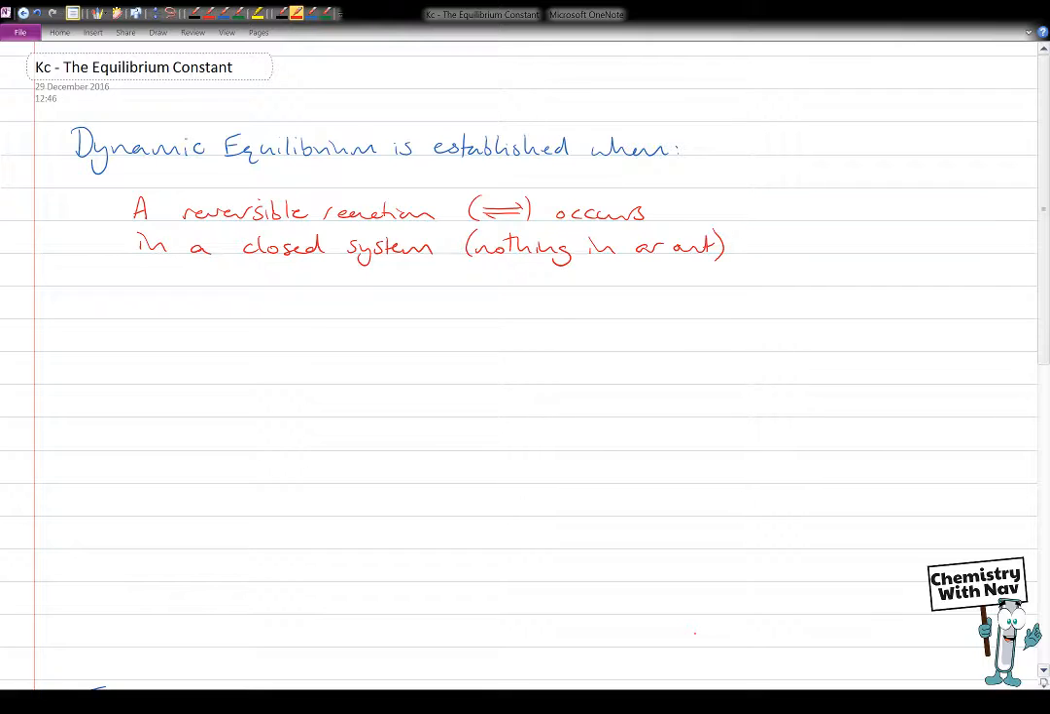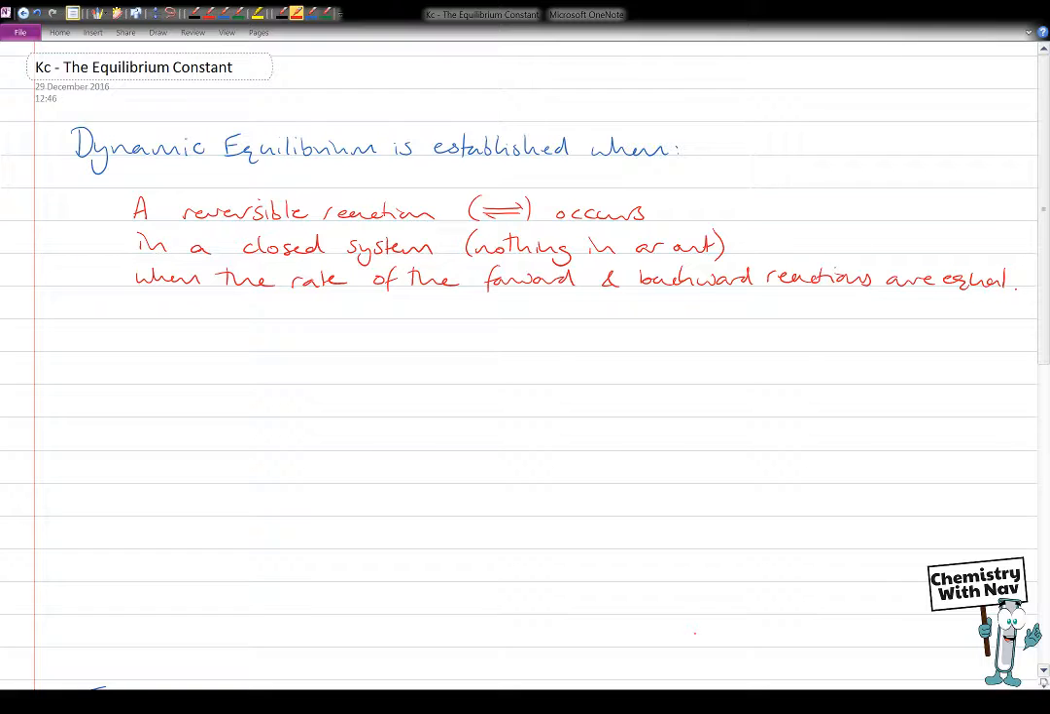or escape. In a closed system, when the rate of the forward and backward reactions are equal.